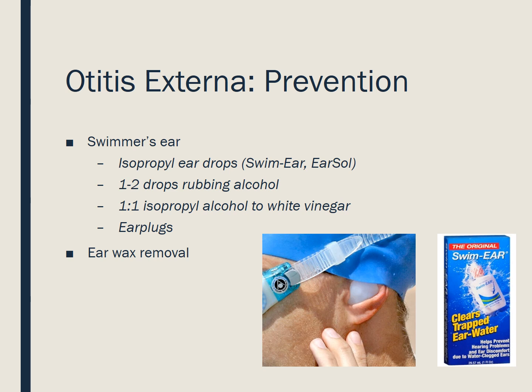There are several ways to prevent otitis externa. For those that are worried about swimmer's ear specifically, there are isopropyl ear drops. One to two drops of rubbing alcohol can also be used. A mixture of 1 to 1 isopropyl alcohol to white vinegar and earplugs are all strategies used to prevent otitis externa, specifically in relation to preventing water from getting inside the ear canal and to aid in the drying of the water that may be in the ear canal.